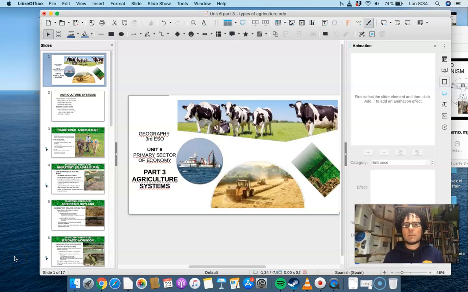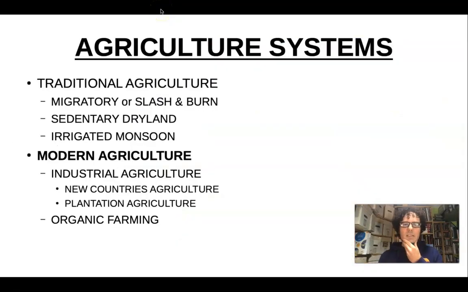Seguimos viendo el sector primario de la economía y en este caso vamos a ver los tipos diferentes de agricultura que existen. Bien, sistemas de agricultura los podemos dividir en dos grandes tipos, tradicional y moderno. All the agriculture systems, we can divide them between two big systems, traditional and modern. We're going to find several subtypes inside each one.